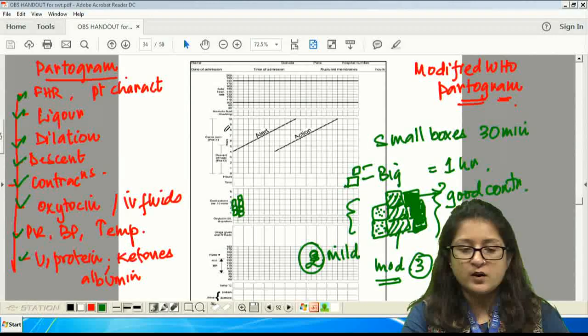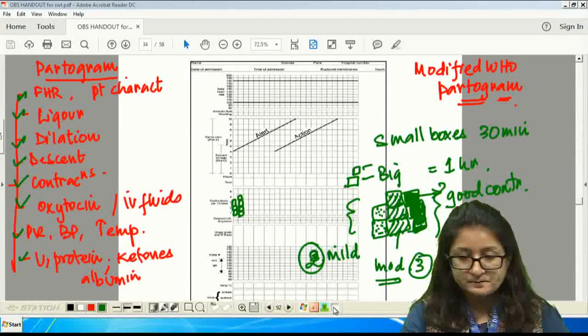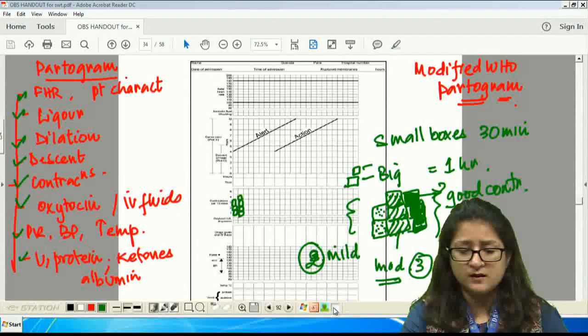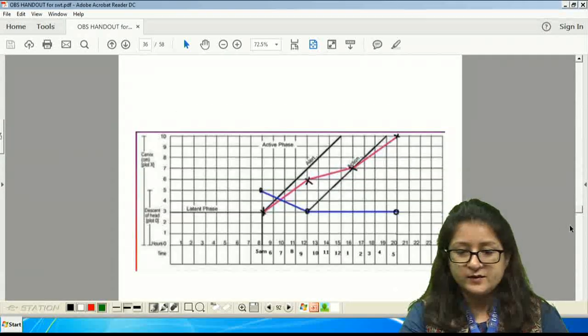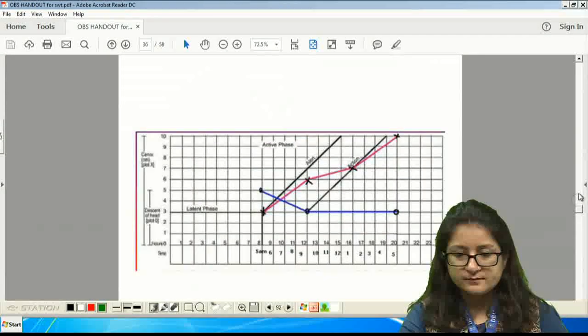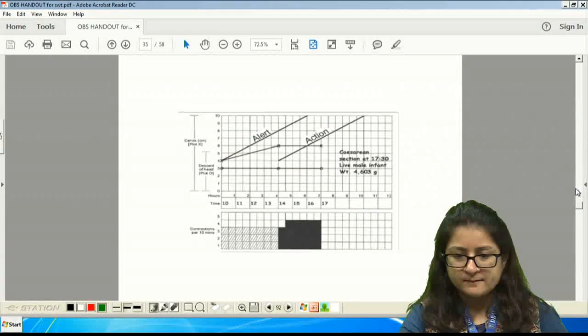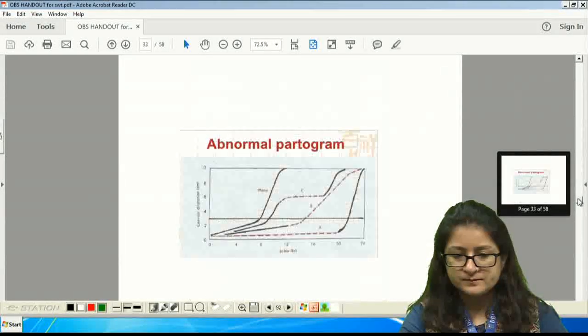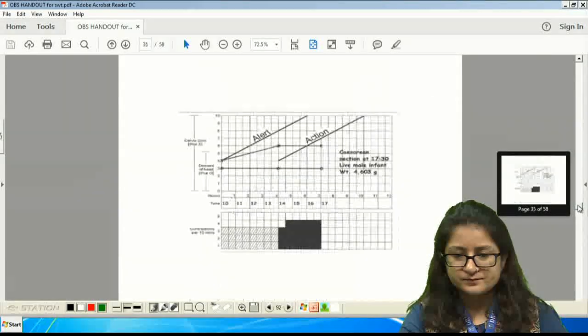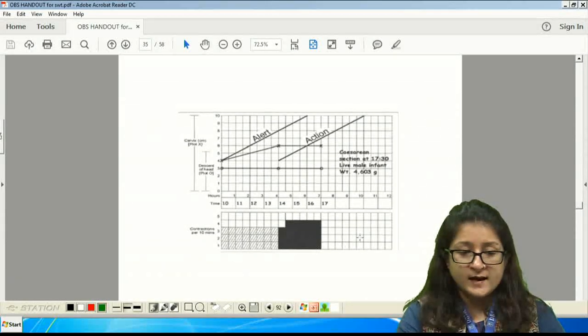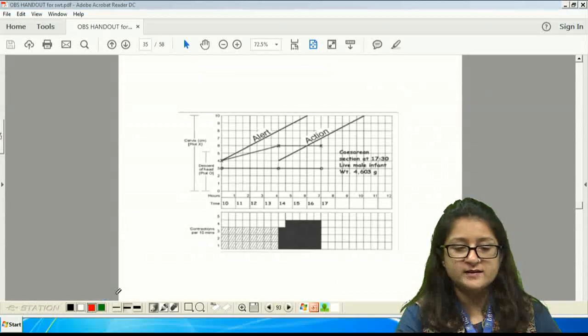And then, very important, coming back to the alert line and action line: how is this plotted? Very important. Let us see next how this is plotted. Let me show you here. Look at this. Now in this figure, how is it being plotted?